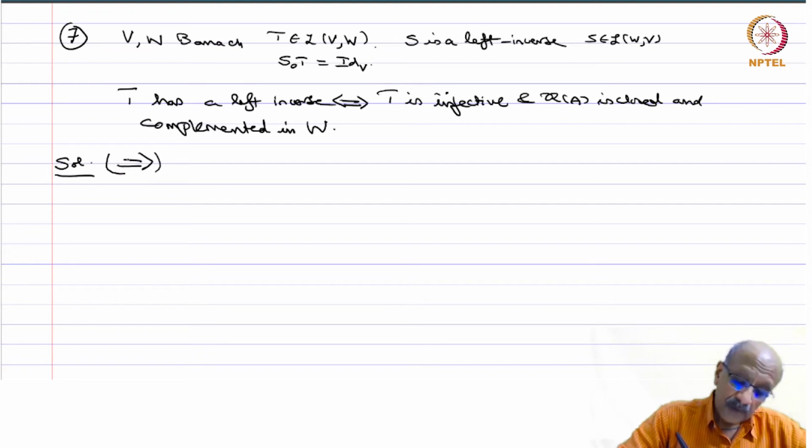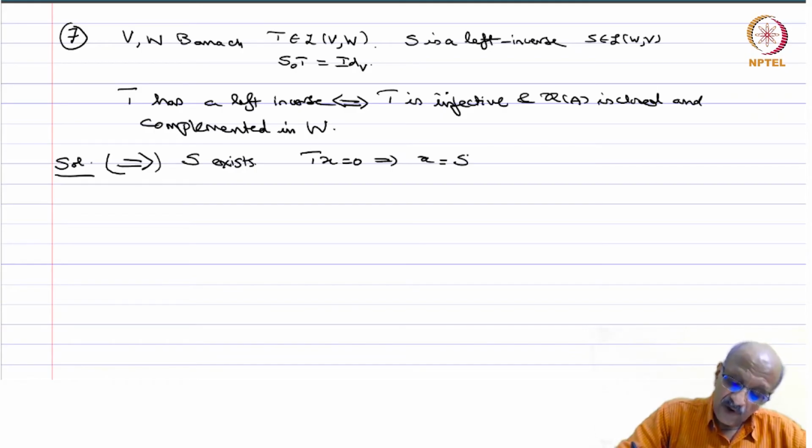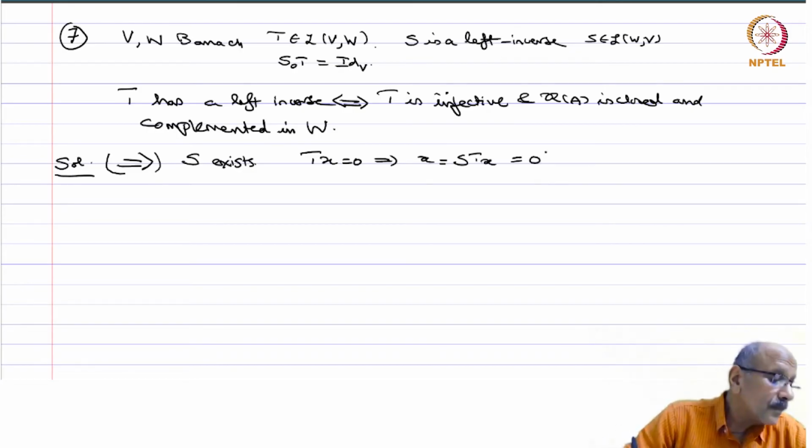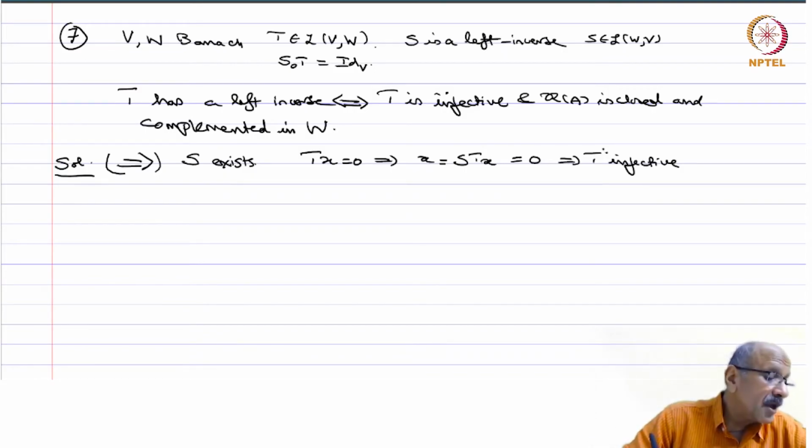So we assume that T has a left inverse, so S exists. Okay, so Tx equal to 0 implies x, which is equal to S of Tx, because S of T is identity in V, and that's equal to 0. Therefore, T is injective. So if you have a left inverse, automatically the mapping has to be injective.